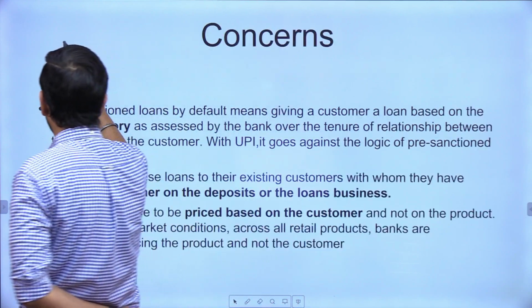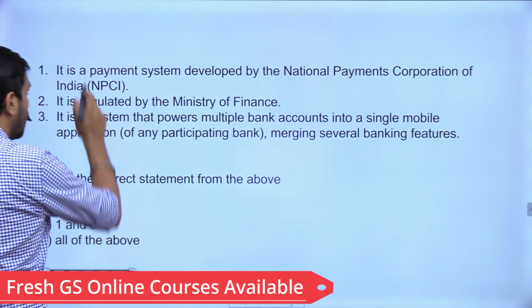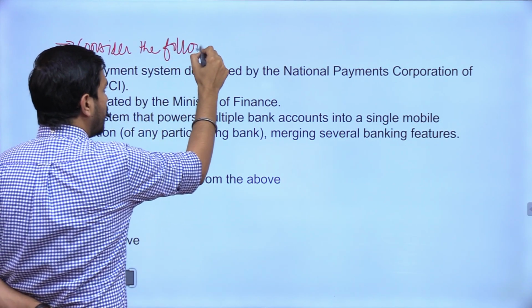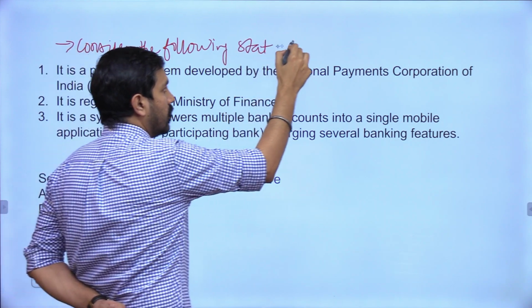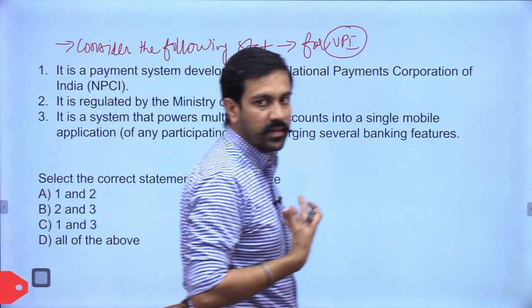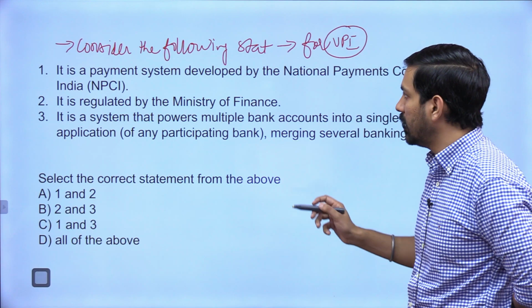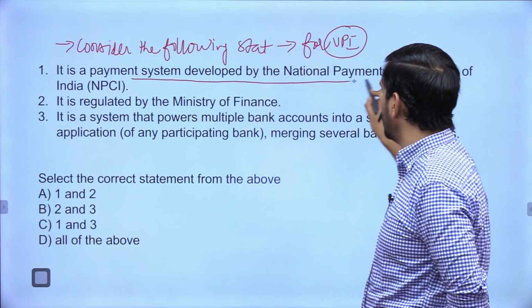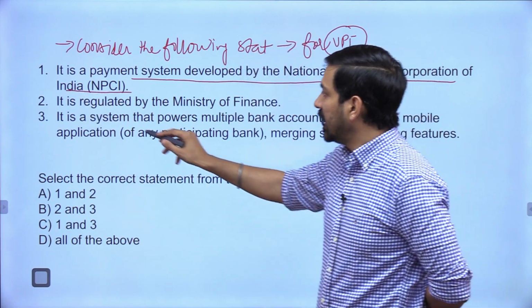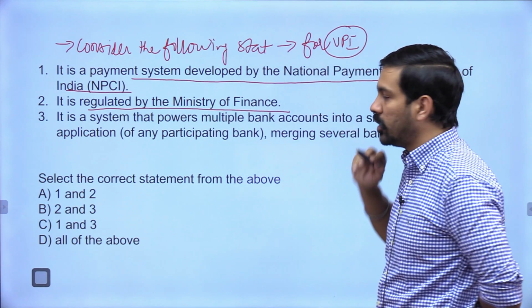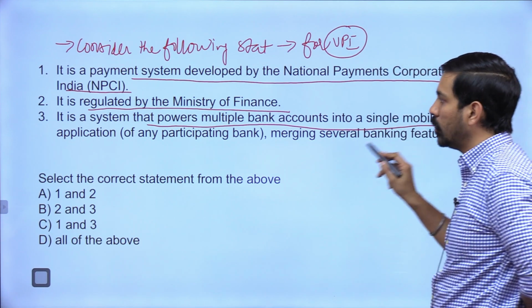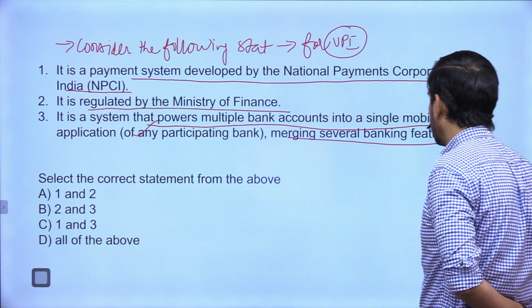That thing is missing here, just give me a second. You have to consider the following statements for UPI. These statements are in the context of UPI. The first statement is that UPI is a payment system developed by the National Payments Corporation of India. The second statement is that it is regulated by the Ministry of Finance, and the third is that it is a system that powers multiple bank accounts into a single mobile application, merging several bank features.